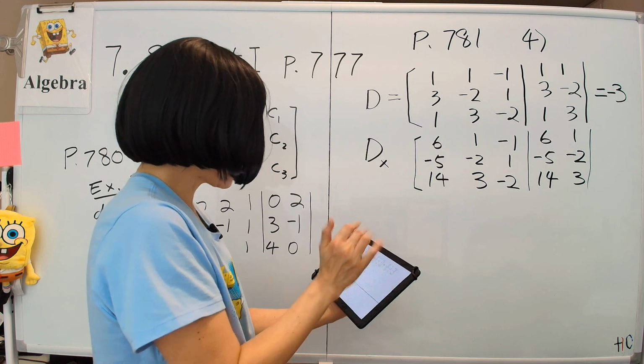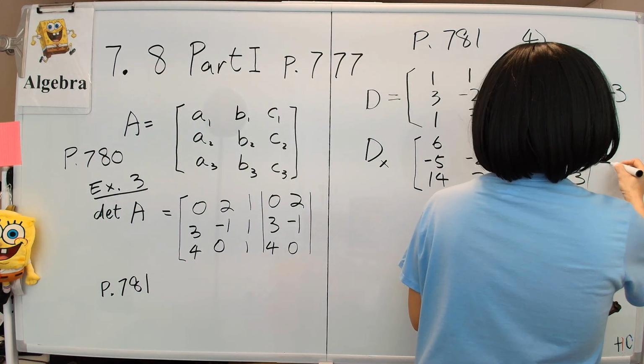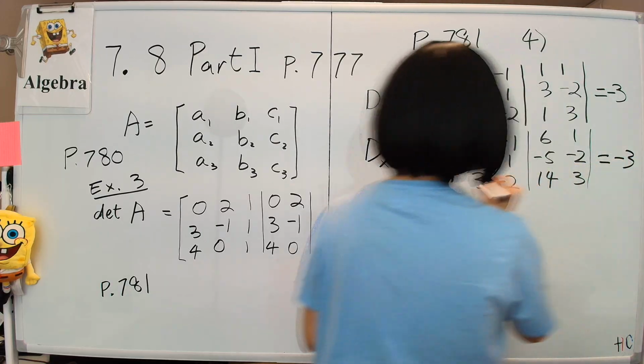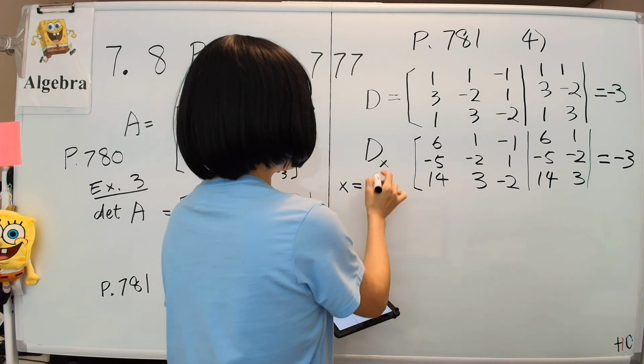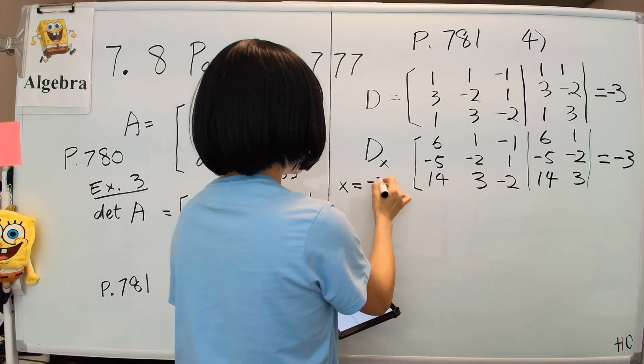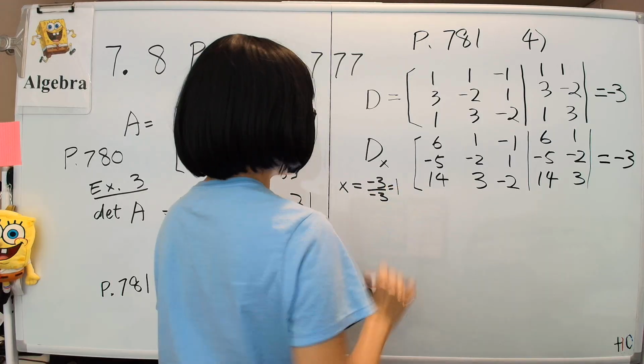Dx is negative 3, so I did get that right. So dx equals minus 3, which means x is equal to dx over d. So it's minus 3 divided by minus 3, which is equal to 1. So x is 1 so far.